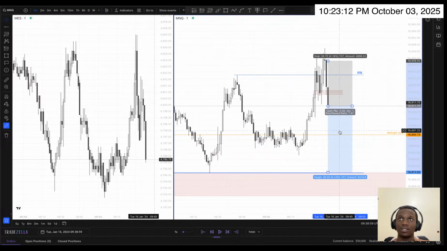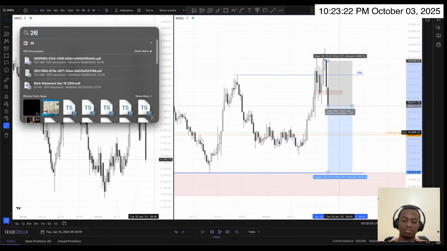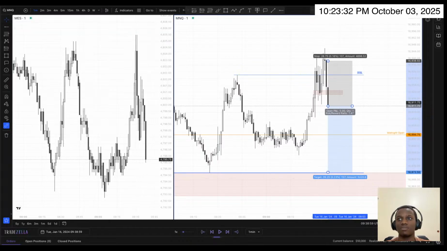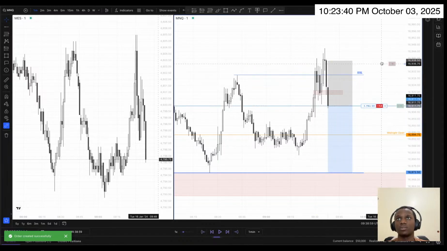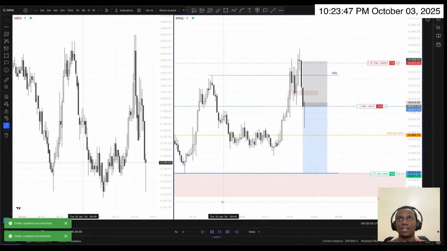So let's see if it can deliver 26 handles, and for 50k let's risk 400. So if 26.75 times 2, that's 53.5. So 400 over 53.5 is 7.5, so it's 700. I don't think it takes any. So I'm going to sell them. Stop loss there. Let's play and see.